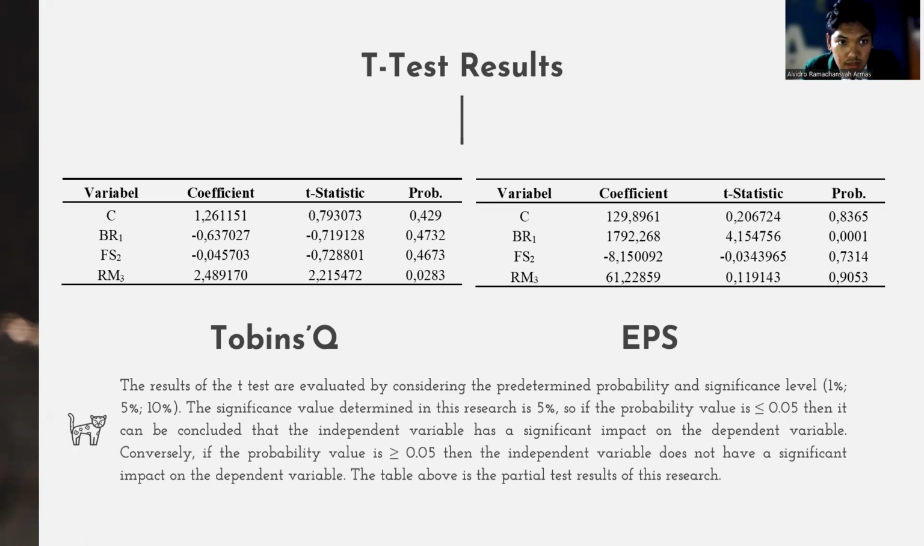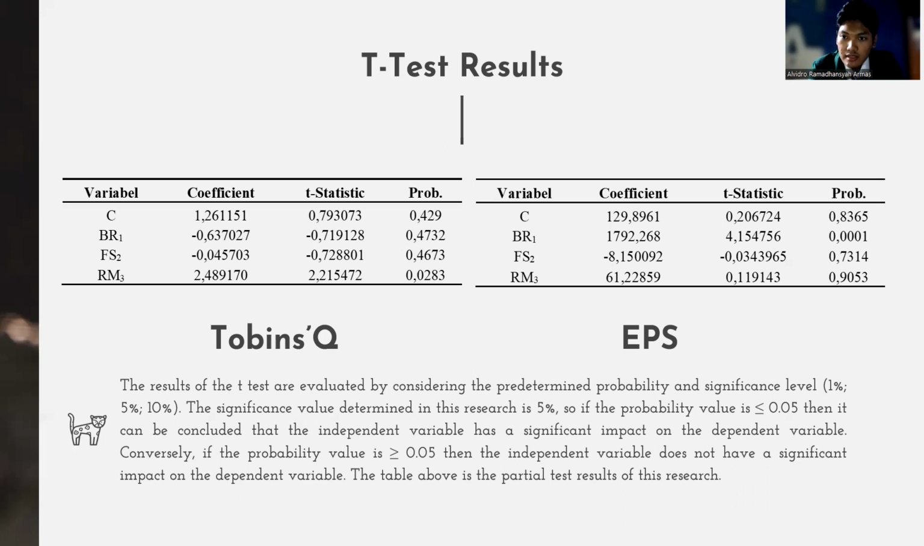So as you can see in the Tobin's Q table, business risk and firm size are not significant to company value when viewed by the Tobin's Q proxy. This is because the probability value of business risk is 0.5732, which is larger than the alpha 0.05. And the firm size is also like that, with a probability value of 0.4673, which is bigger than alpha 0.05.